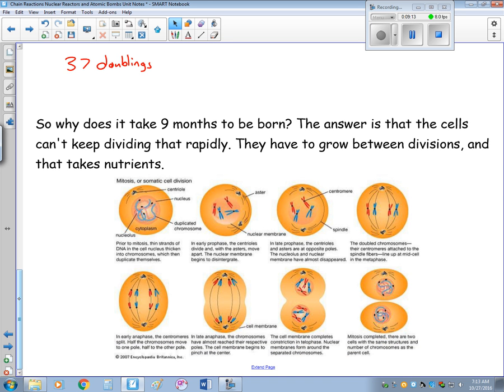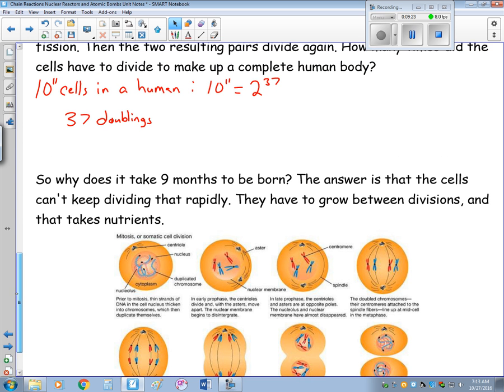So here, this is just a little graphic illustrating this division process. But still, it's kind of interesting to boil it down. A single cell, after 37 doublings, becomes a complete human. So I think that really shows the power of a chain reaction.